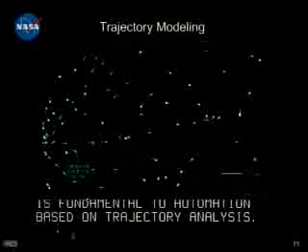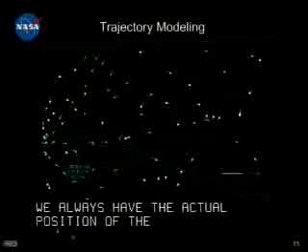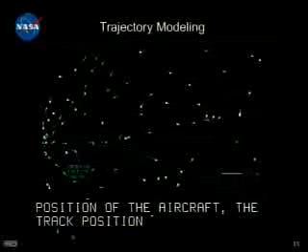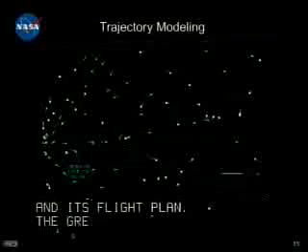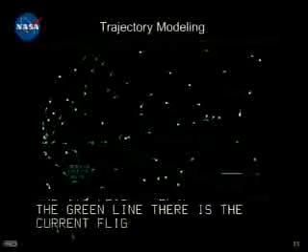Being able to predict and maintain these 4D trajectories is fundamental to automation based on trajectory analysis. So the 2 pieces of information I'm showing on this slide are the fundamental ones. We always have the actual position of the aircraft, the track position of the aircraft, and its flight plan. The green line there is the current flight plan of the aircraft. So the next most important piece of information is the wind.